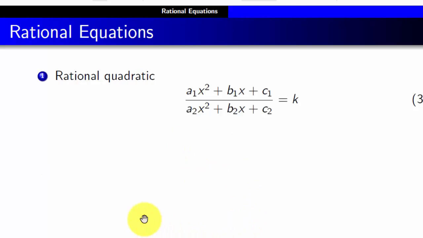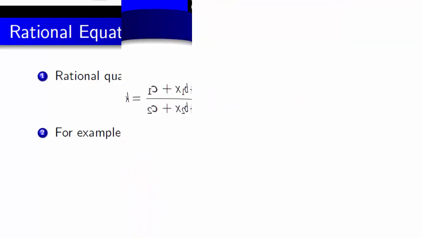The general form of a rational quadratic equation is (a1x² + b1x + c1) divided by (a2x² + b2x + c2) is equal to k, where a1, b1, c1, a2, b2, c2, and k are constant numbers. For example, (x² - 3x + 1) divided by (x² - 1) equals 2 over 3 is a rational quadratic equation. Let me start with an example of a linear rational equation.